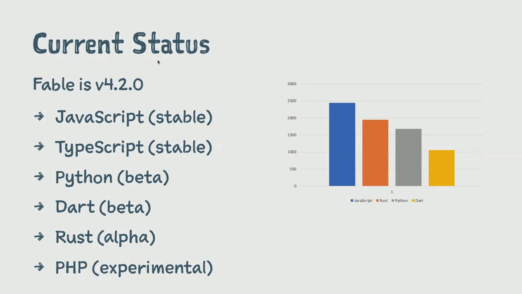The current status is that JavaScript is stable, TypeScript is stable, Python and Dart are considered beta, and Rust is alpha. When I checked last time, Rust had almost 2,000 passing unit tests. So it's getting quite mature, I would say. It has more unit tests than Python and Dart. This sort of tells what the state of those languages is.